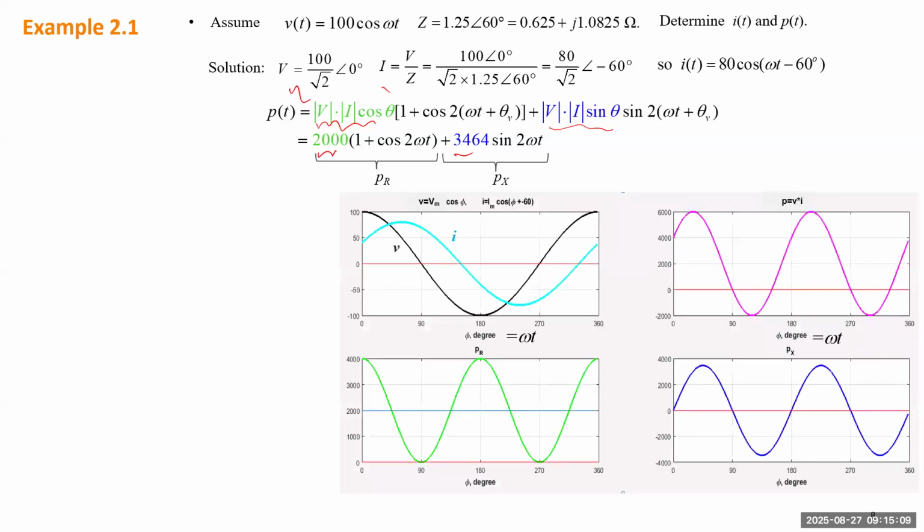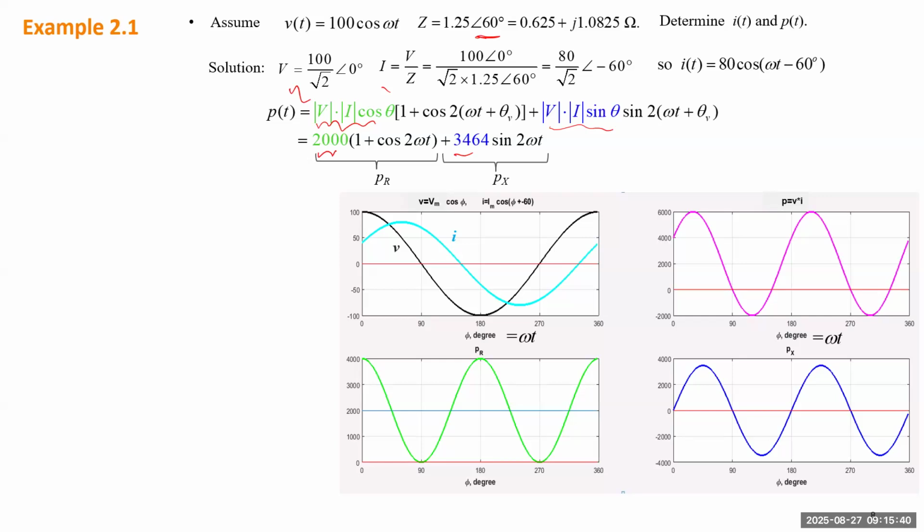We show those waveforms. The first one compares the waveforms of V and I. Here we assume I is lagging V by 60 degrees, which can be told from the angle of the impedance. That 60 degrees is actually the theta by which the voltage is leading the current. Next, you multiply those two waveforms point by point, and you get the second waveform.